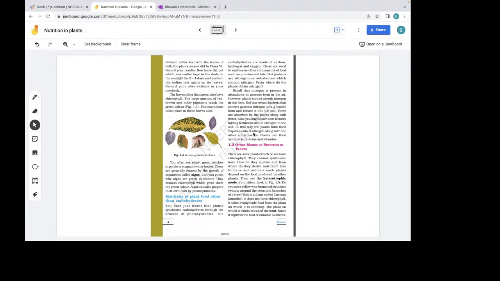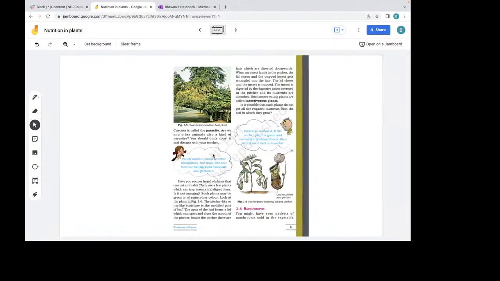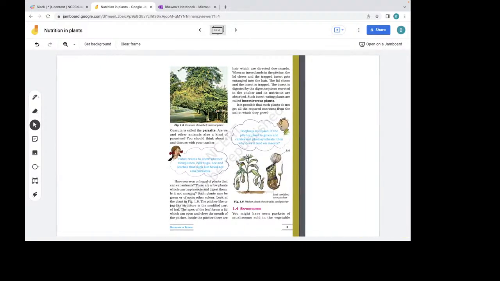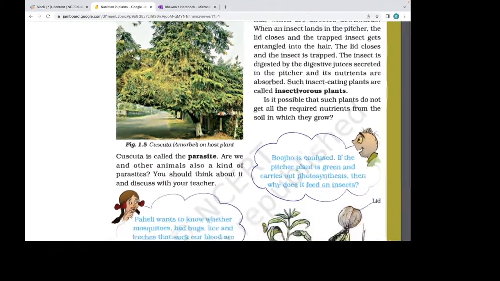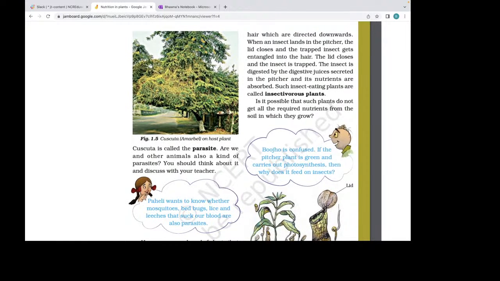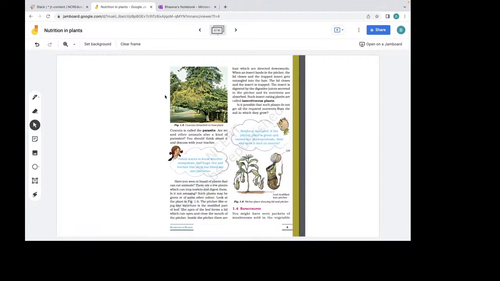We have also learned that there are some plants which are heterotrophic, or we can say they are parasites. We learned about the plant Cuscuta, which has a host plant on which it lives, and it basically depends on that plant for its nutrition. The plant Cuscuta is called a parasite.